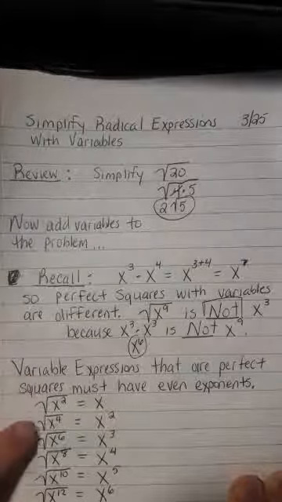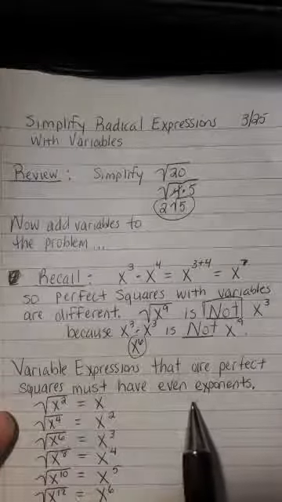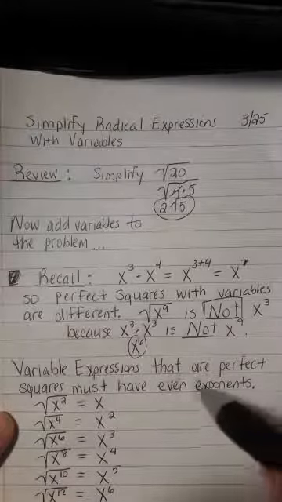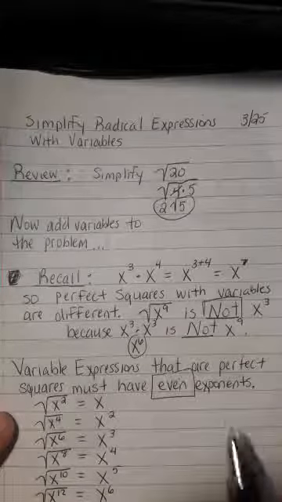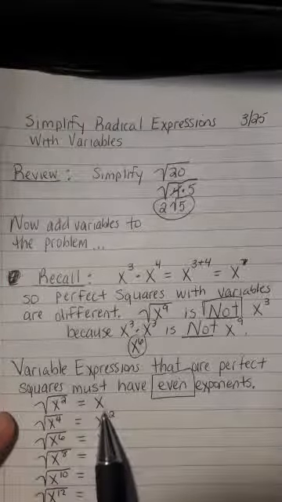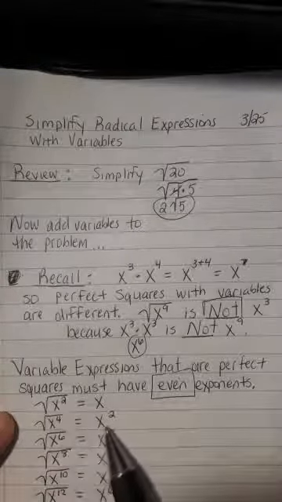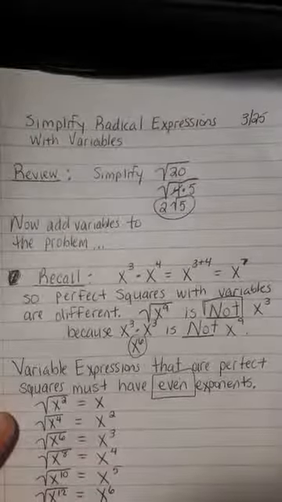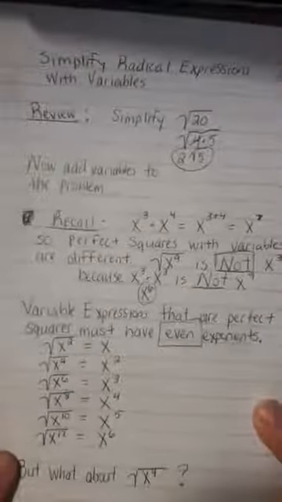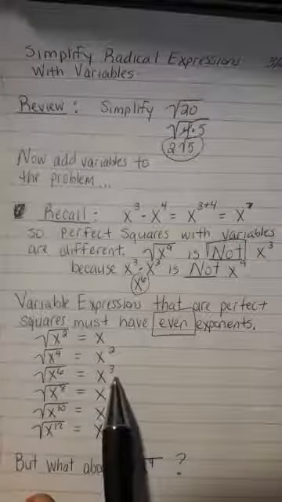So here are some expressions with variables to show you how the perfect squares work. These are all perfect squares. Perfect square variable expressions have to have even exponents. So the square root of x to the second is x to the first. The square root of x to the fourth is x to the second. Let me move that up so y'all can see it better. The square root of x to the sixth is x to the third.